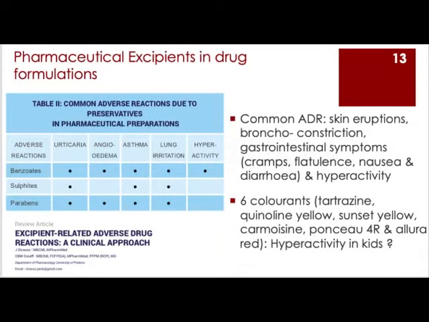So moving on, there are pharmaceutical excipients which may cause toxicity. In this case, we are mainly looking at the allergic effects. Common ones include skin eruptions, bronchoconstriction, GI symptoms, or hyperactivity. But bear in mind, it's very difficult to differentiate whether the toxicity or the allergic effect is due to an allergy towards the active drug ingredient of the medication, or to the excipients, right? Different excipients like the colorants or the preservatives can cause all these adverse reactions, right?